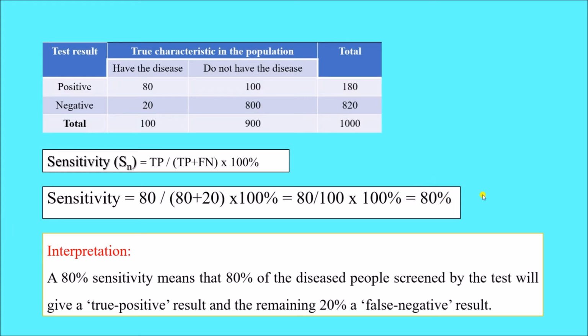So how do you interpret the result? 80% sensitivity means 80% of the diseased people screened by the test will give a true positive result and the remaining 20% a false negative result. So out of all the people who are suffering from the disease, 80% of them will have a positive result and they are the true positives. On the other hand, the rest of the 20% will give a negative result and they are the false negatives. So the higher the sensitivity, the higher is the proportion of people having the disease who will test positive.